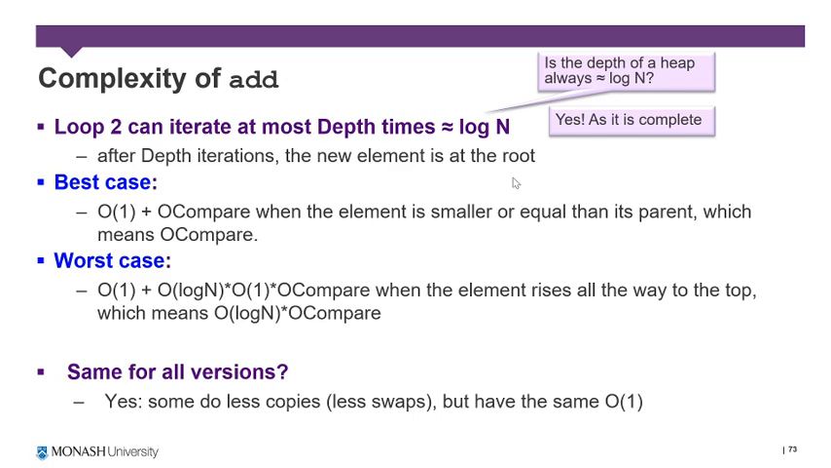So let's consider, is this the same for all versions? And yes, it doesn't matter whether you're doing the shuffle implementation or the swap implementation, the complexity is the same, because you still need to go through all those nodes to compare against them anyway. So there are fewer copies in the version where you just do a single swap, but it doesn't affect the big O complexity.